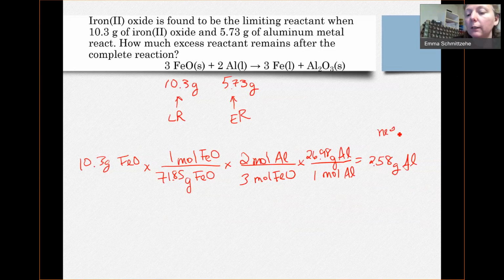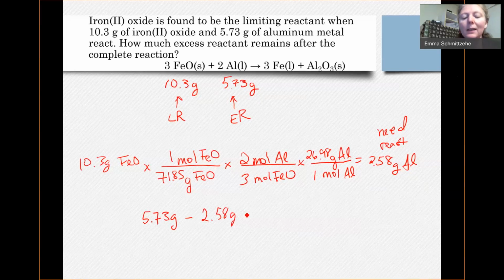And so that's what we need. Or if you want to think of it, that's what's going to react, okay? Okay, that's what we need to react completely, the limiting reactant. So I take what I actually have, 5.73 grams, and I'm going to subtract what's going to react, the 2.58 grams, and that's going to tell me how much is left over. So 5.73 minus 2.58. And that tells me that 3.15 grams of aluminum is going to be left over at the end.